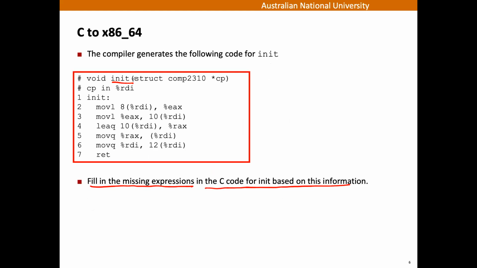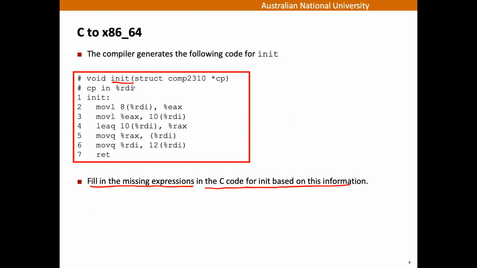x86 to C or C to x86. I'll decide what I want to test. So where should we begin? When you revise your week 1 slides, week 2 slides, the argument is passed in RDI.